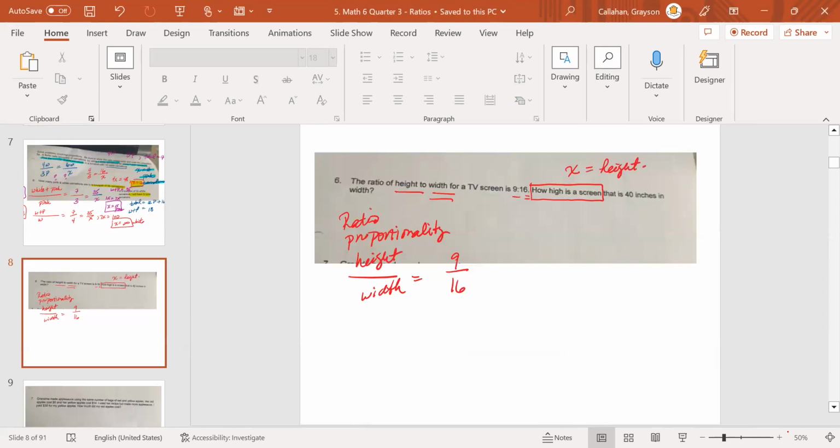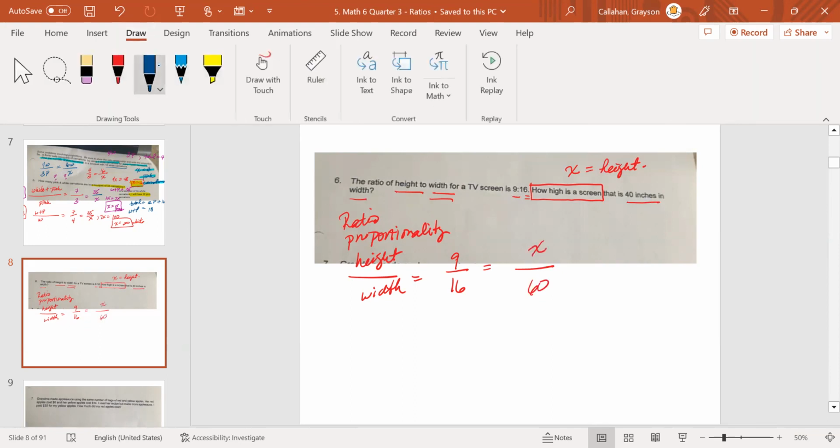That is 60 inches in width. So it equals 60, which is the width, on the bottom. X is what you're trying to find. Now remember, you want to cross multiply this. So 9 times 6 is 54. Put down the 0. Then 16x, divided by 16 on both sides.